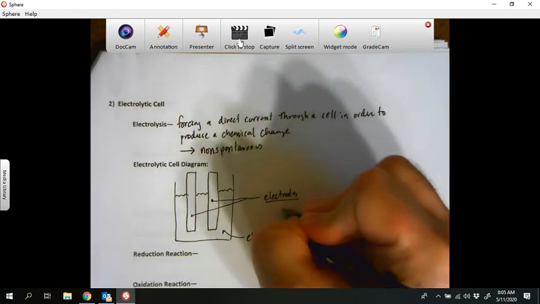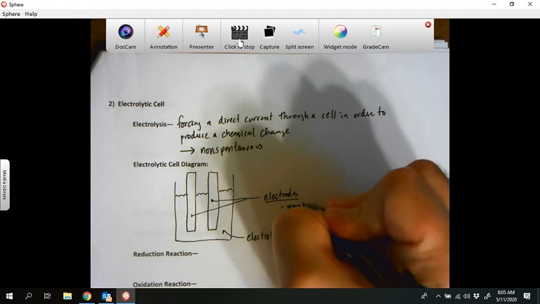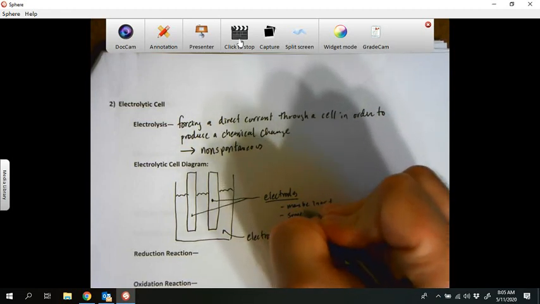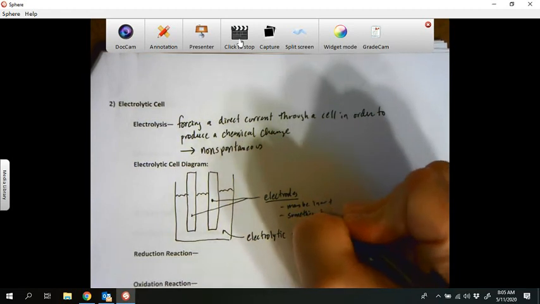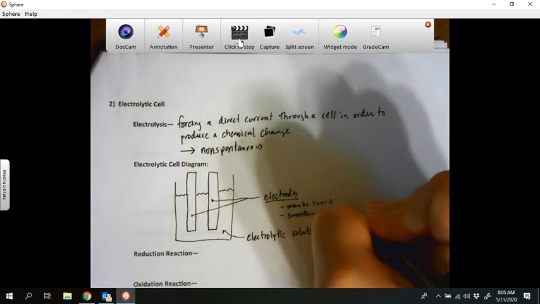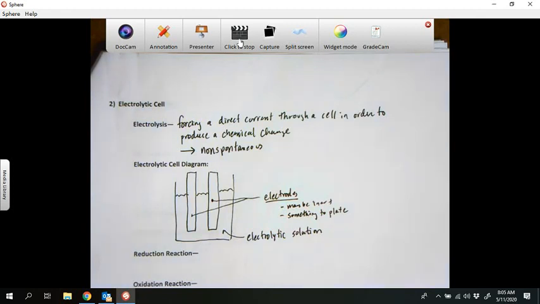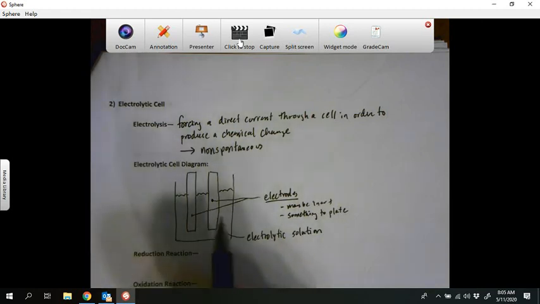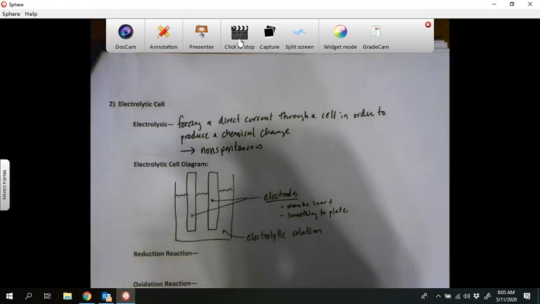So these electrodes may be inert, or it could be something we want to plate with a chemical. So electroplating is one thing that we can do with an electrolytic cell. So we could put a piece of metal in there and coat it with gold or silver or copper, or any other kind of metal. And one of these electrodes is usually the metal that we want to coat with.